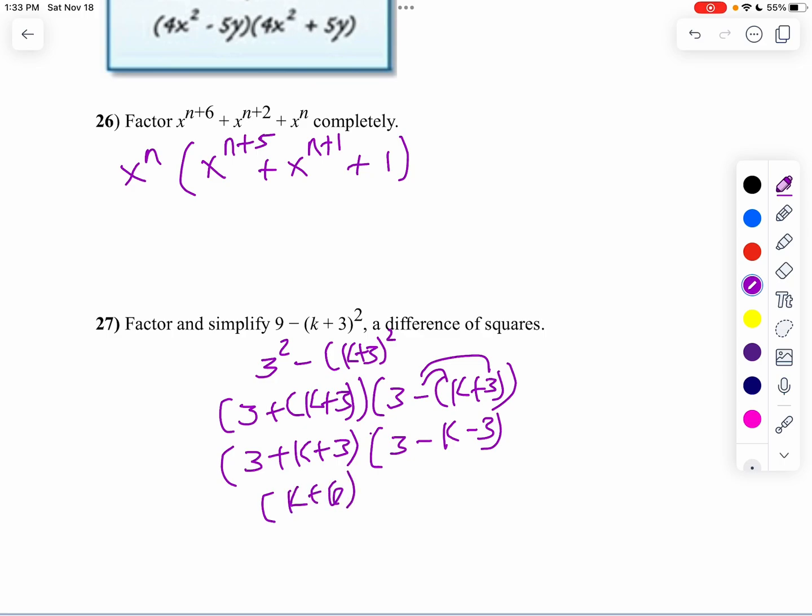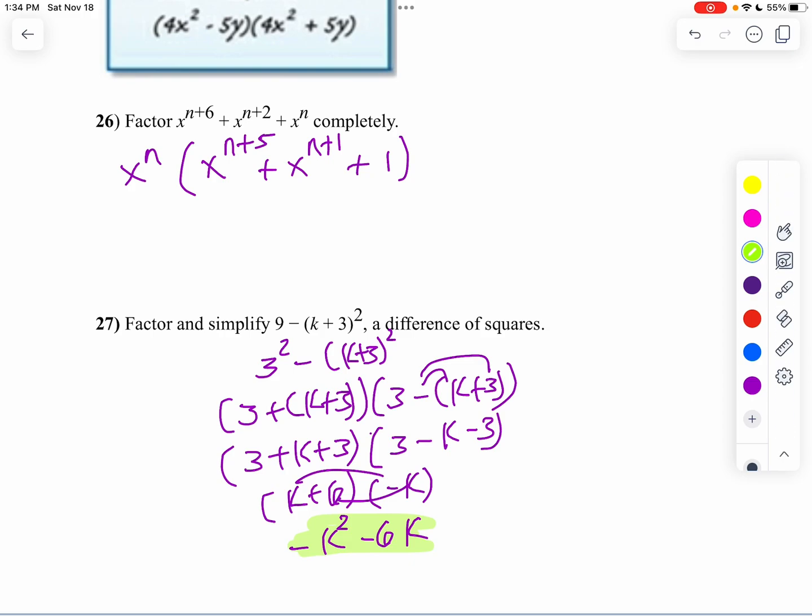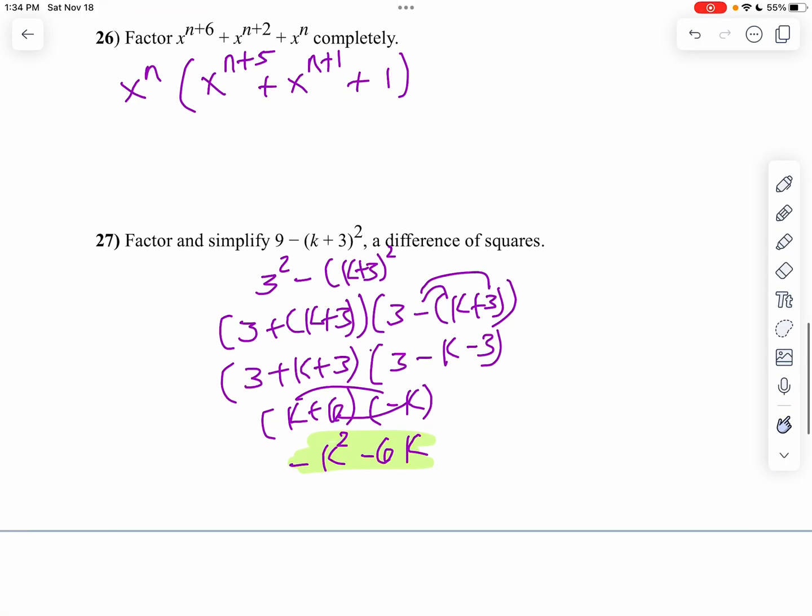When I simplify my second parentheses, my 3's cancel, I get negative k. Now, if I distribute that negative k inside, I'll get negative k squared minus 6k. And that's simplified as far as we can take it. We factored, then we simplified. So kind of a unique way of doing it. The directions kind of led you in the correct order to get this answer.